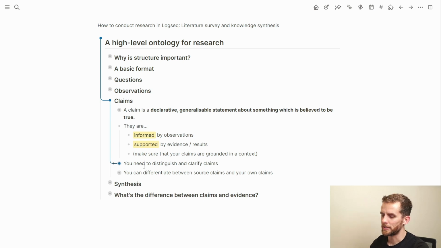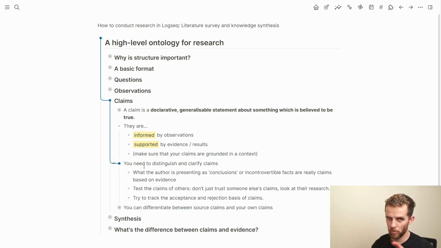And this is where you need to distinguish and clarify claims. Like, your job is to say, not just take what the author is presenting as a conclusion and be like, this is a statement of fact. You need to take it and parse it out for the evidence and the claim. And here, testing the claims of others, don't just trust someone else's claims. Look at their research, look at their evidence, and then try and track the acceptance or rejection of claims based on their evidence and based on other claims, etc. So it's all about really understanding deeply what the flow of information is there in all the different relationships.